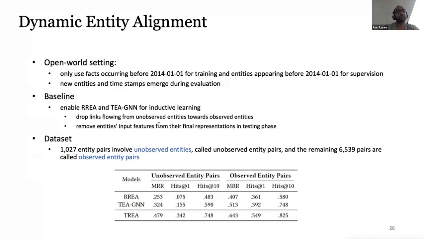Under the open world setting, we obtain 1,027 entity pairs involving unobserved entities, called unobserved entity pairs. And the remaining 6,539 pairs are called observed entity pairs. The experimental results show that TREA outperforms REA and TGN under the open world setting, especially on unobserved entity pairs.